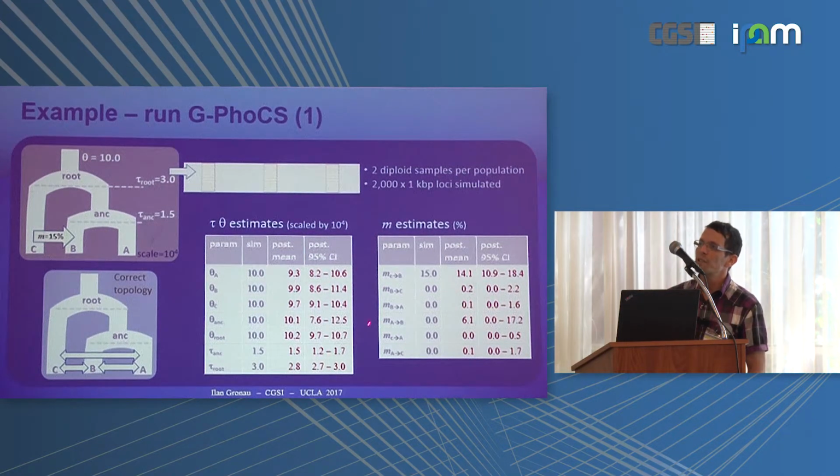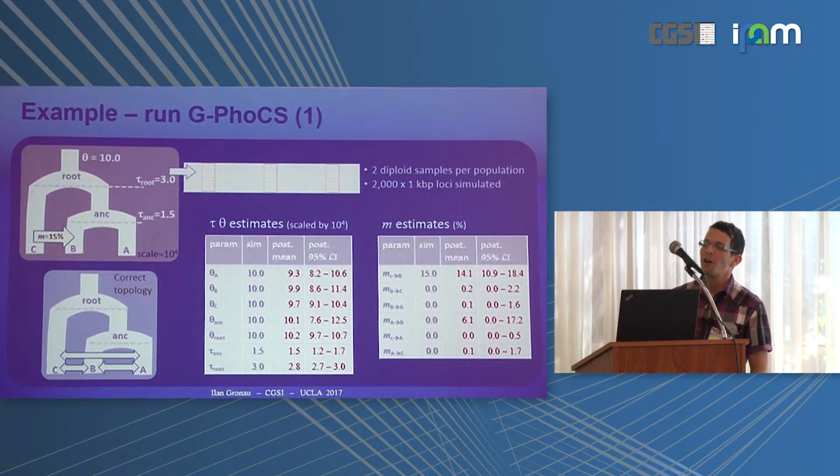You see all the population sizes are nearly identical to the simulated ones. These are the 95% credible intervals. They're decent. The 2 divergence times, this lower one is really spot on. This upper one seems to be slightly underestimated, which could be due to the prior.